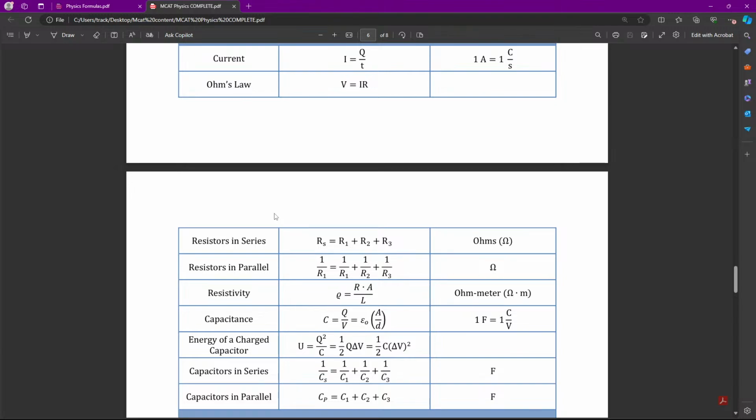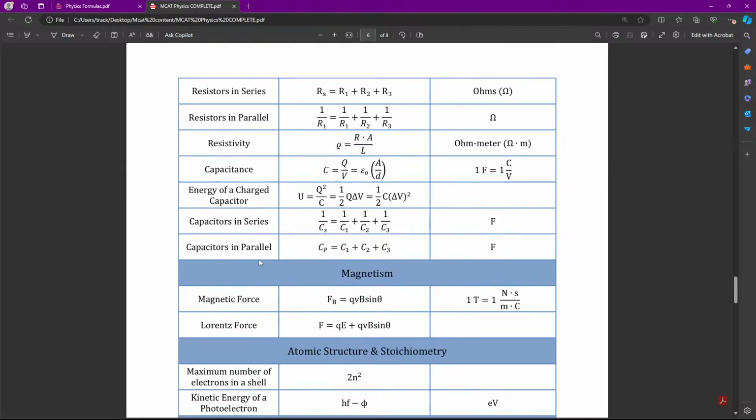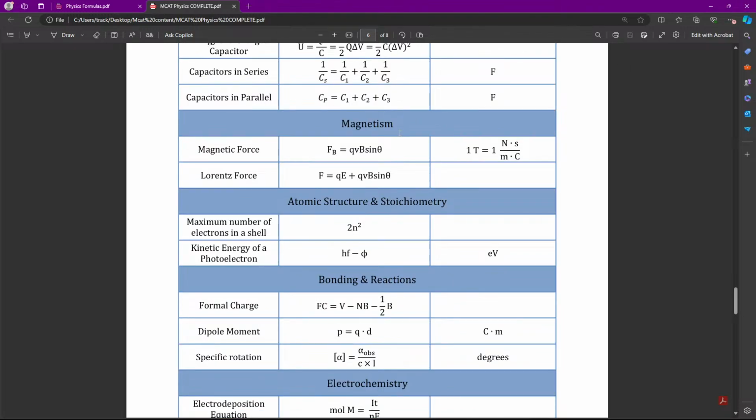Capacitance is equal to Q divided by V, because farad is coulombs divided by volts. Energy of a charged capacitor is U equals Q squared divided by 2C, which is also equal to 1/2 Q delta V. Capacitors in series is 1 over the sum of reciprocals, 1 over C series. In parallel, you add them. Magnetism, force of the magnetic field is equal to Q times V times B sine of the angle. Lorentz force is Q times E plus Q times V cross B.